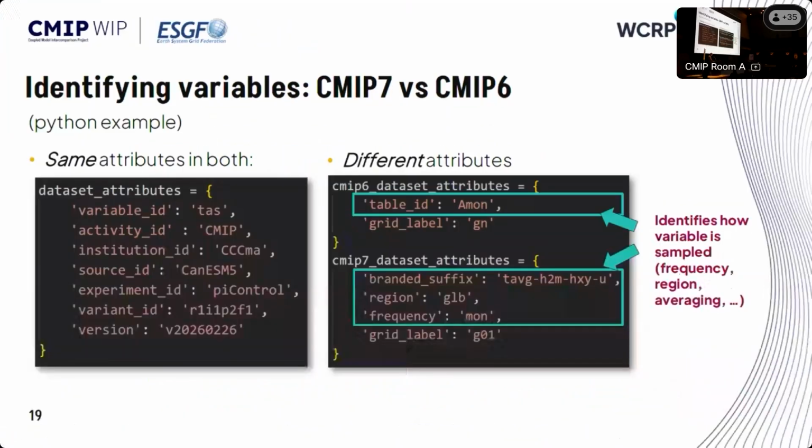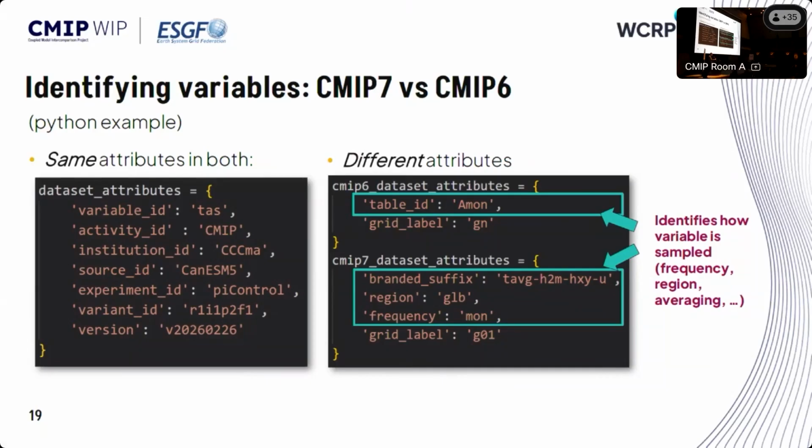So now just to illustrate again with an example, suppose in Python you were making a dictionary of your data set attributes. Well, these ones on the left are the same. You see the variable ID at the top, that's the TAS I already mentioned, and then all the other stuff that identifies a model run, essentially. Well, there's the version also at the end. And then different attributes are shown on the right there. So the CMIP 6 case, you have a table ID, AMON, but those table IDs are not used anymore in CMIP 7. And then the CMIP 7 equivalent is essentially a description of the sampling, but with higher granularity. So a branded suffix, the region, and the frequency.